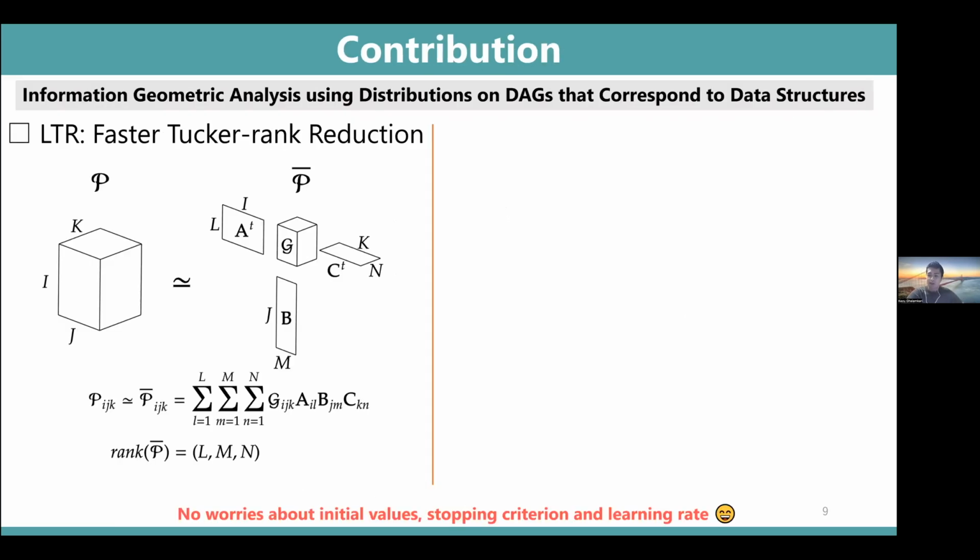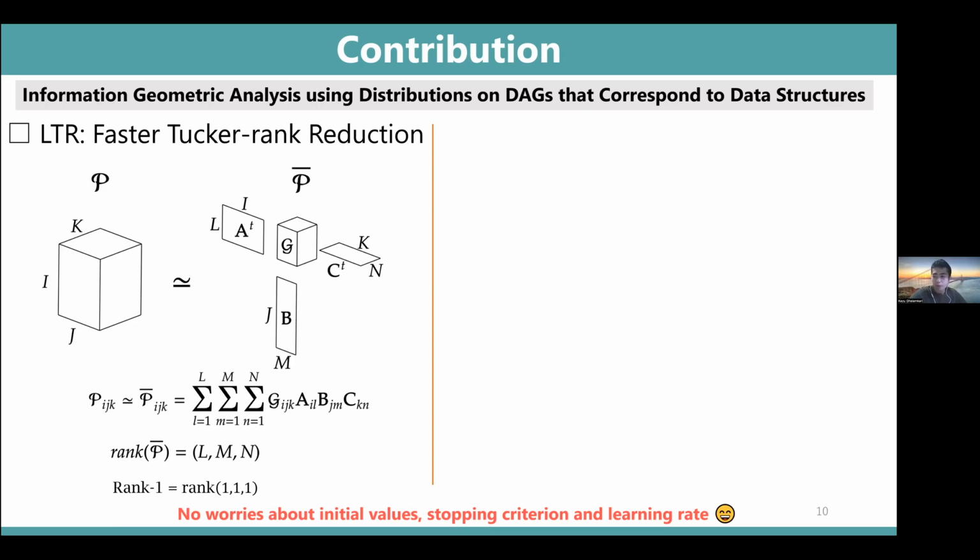Since there are so many variations of low-rank approximations, we now focus on the following two topics. The first one is about Tucker rank reduction. Let's consider a tensor P whose size is I times J times K. In this presentation, tensor means just a multidimensional array. When the tensor is represented by three matrices A, B, C, and an L times M times N core tensor G, we say the rank of the tensor is LMN. In my presentation, we refer to a rank (1,1,1) tensor as a rank 1 tensor.